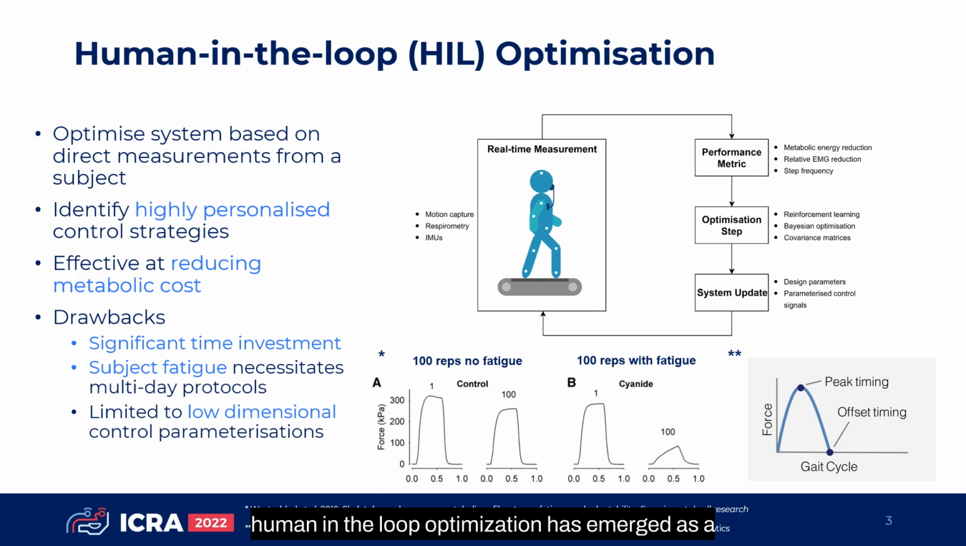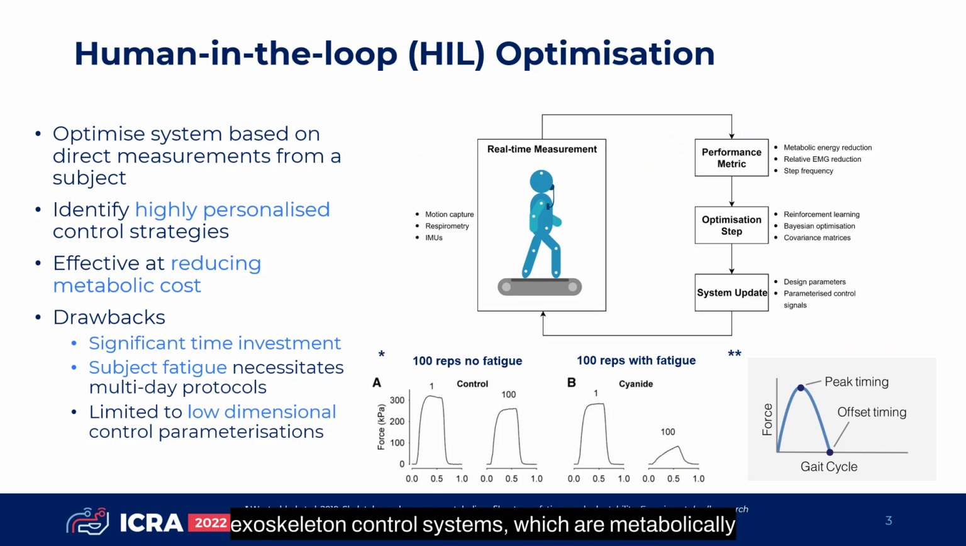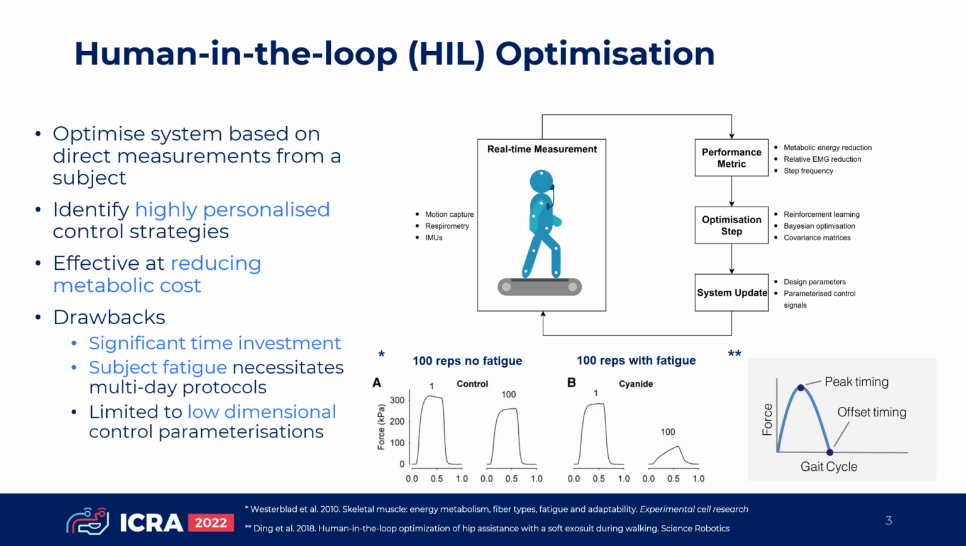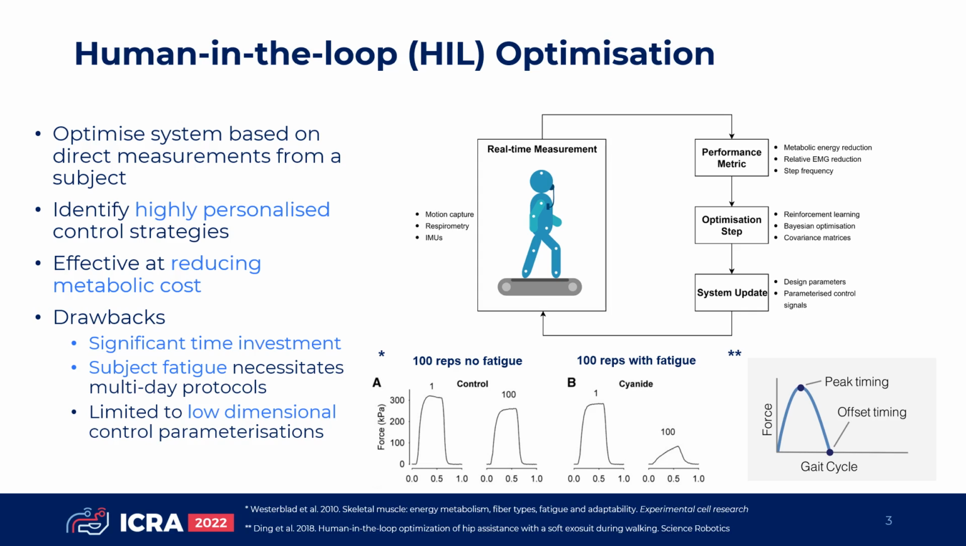Recently, human-in-the-loop optimization has emerged as a framework which is highly successful in producing exoskeleton control systems which are metabolically effective. This approach uses calorimetric data collected directly from a subject in the loop as input to a gradient-free optimizer, so as to optimize some aspect of a wearable robotic device, such as a parameterized control scheme.